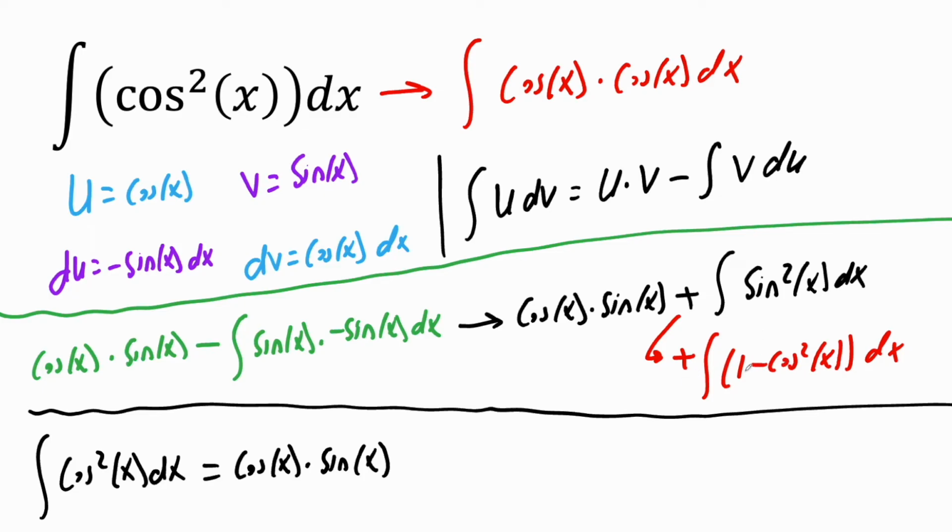But I'm going to further break this down. So I could say I have plus the integral 1 dx plus the integral of negative cosine squared x dx. And so we can put our minus sign. So we'll say minus cosine squared x dx. Now we see something special. Right here is cosine squared x dx. Here is also negative cosine squared x dx.